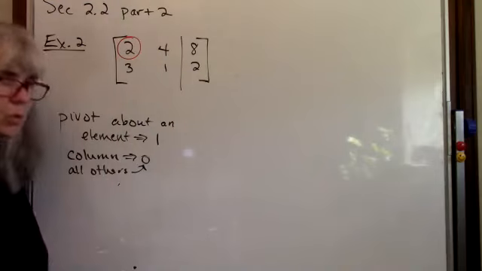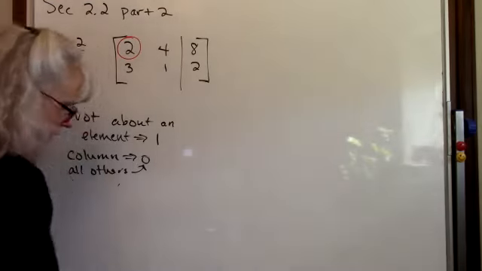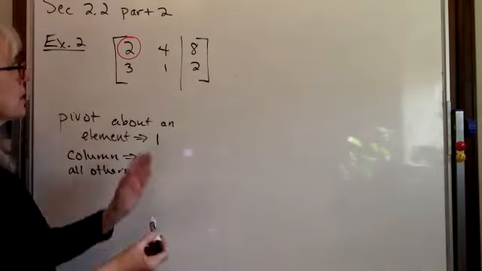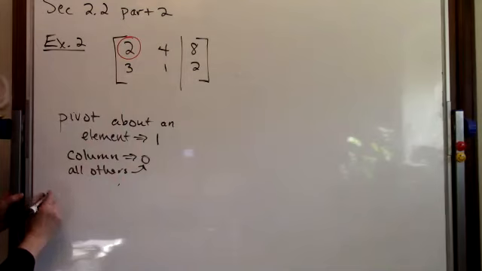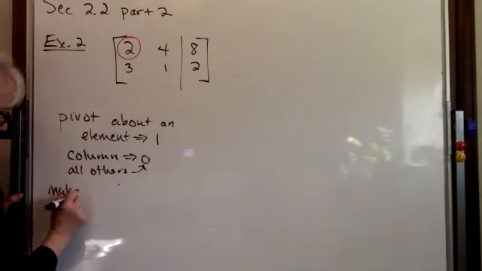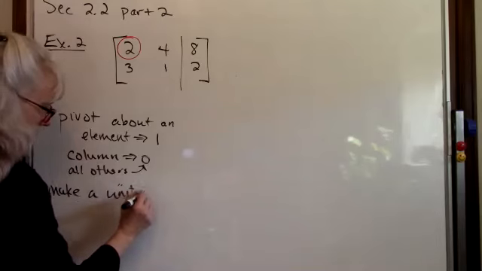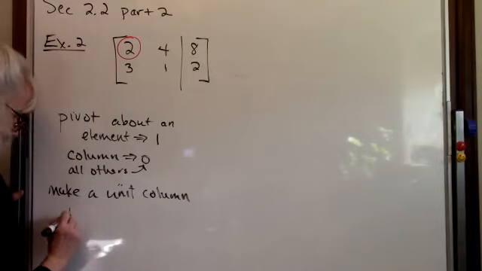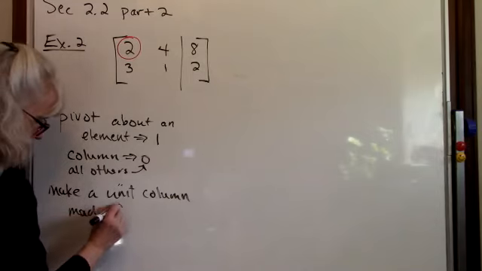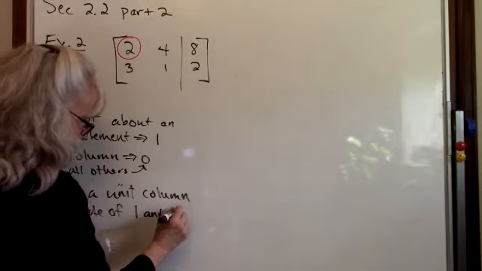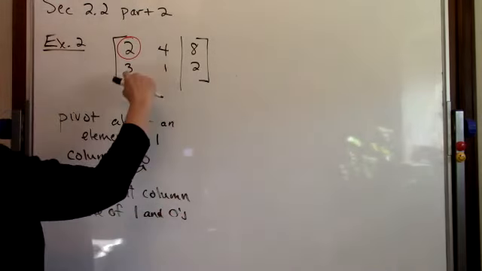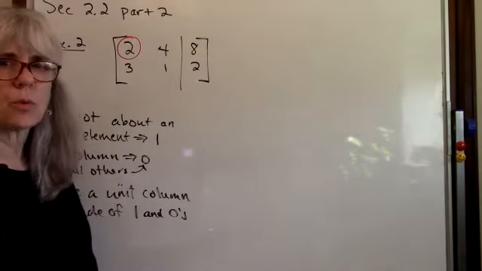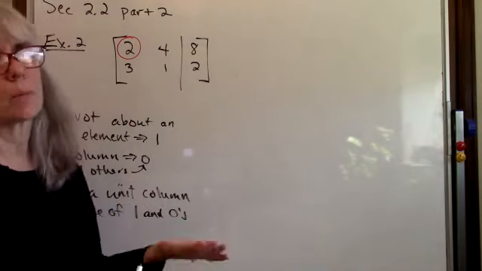So when you do the homework, they'll show you what element they want you to pivot about. And what they want us to do in this case is make this into a 1, then make this into a 0, and then we're done. So the idea is to make a unit column. And a unit column is made of 1s and 0s. So if they'd asked me to pivot about the 3, then I would have made the 3 into a 1 and put the 0 up there. Even though that's not the row reduced form, that's what the homework is referring to when they talk about pivoting.